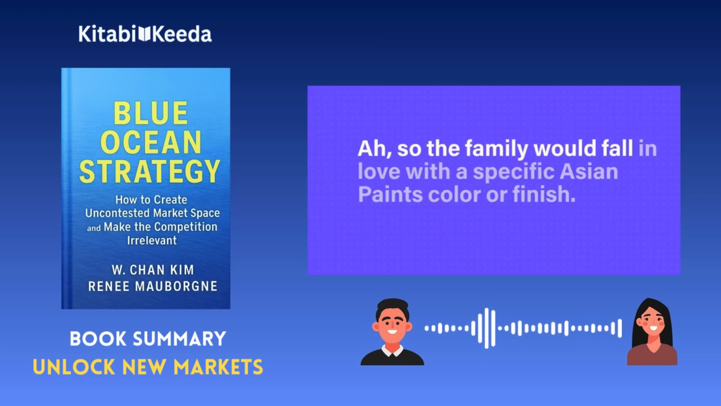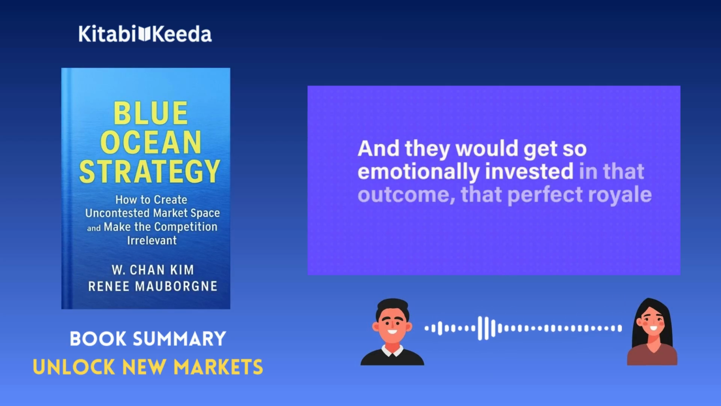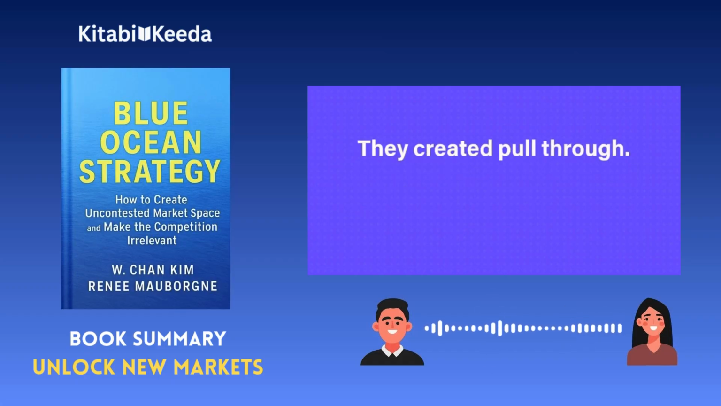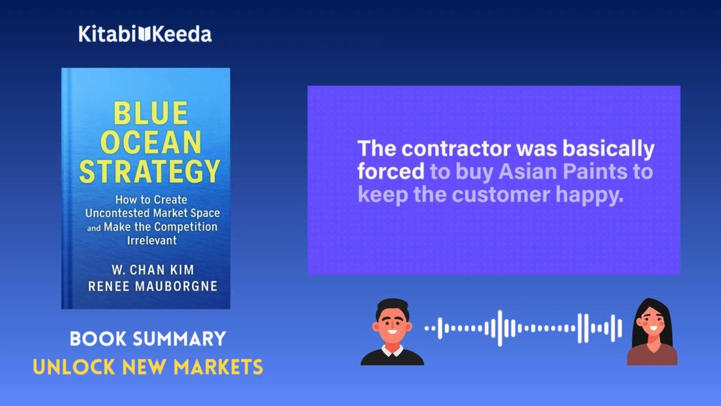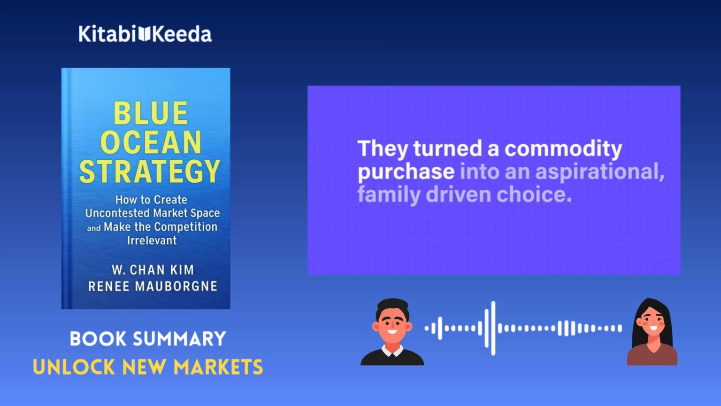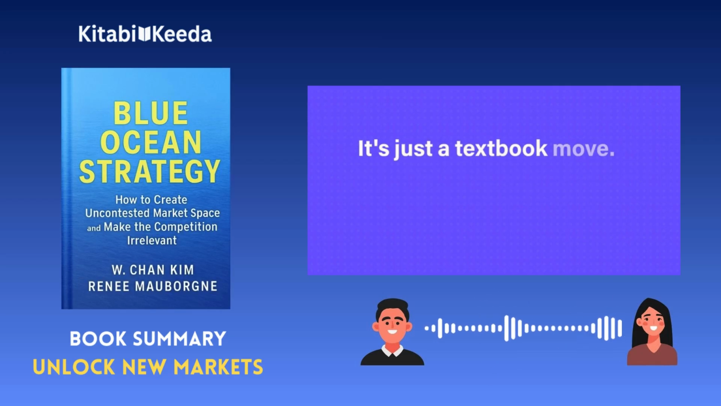So the family would fall in love with a specific Asian Paints color or finish. And they would get so emotionally invested in that outcome, that perfect Royale wall, that they'd tell their contractor, this is the paint I want. They created pull-through. The contractor was basically forced to buy Asian Paints to keep the customer happy. The power shifted from the trade to the consumer. They turned a commodity purchase into an aspirational, family-driven choice. It's just a textbook move.